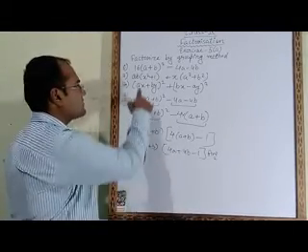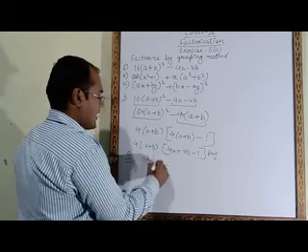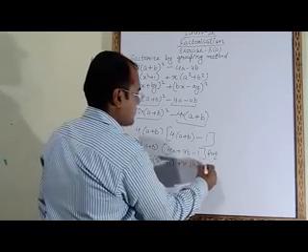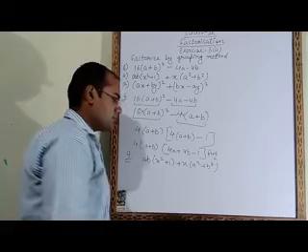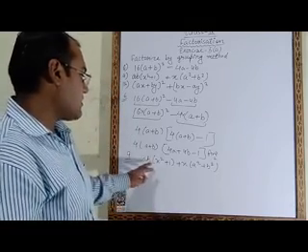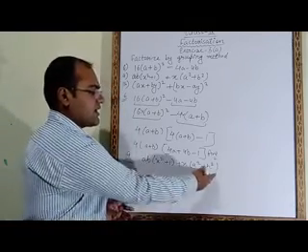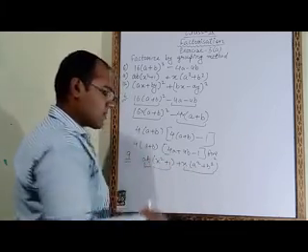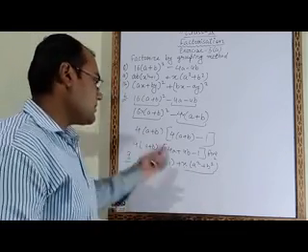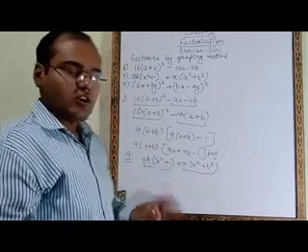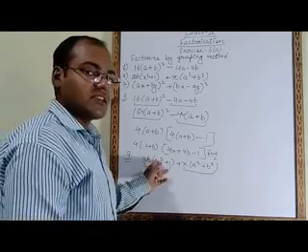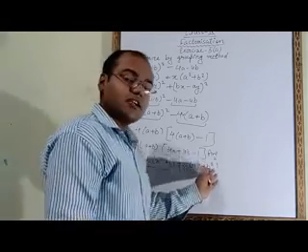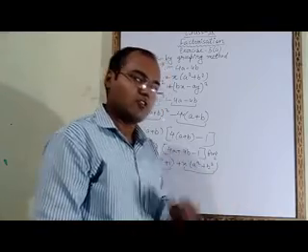Question number 9 is ab bracket x square plus 1 plus x bracket a square plus b square. In this question, if we observe, outside the bracket ab is there, and here outside the bracket x is there. So in these two, outside the bracket nothing is common. Now we will see inside the bracket: x square plus 1 is there, and here a square plus b square. Here also nothing is common.